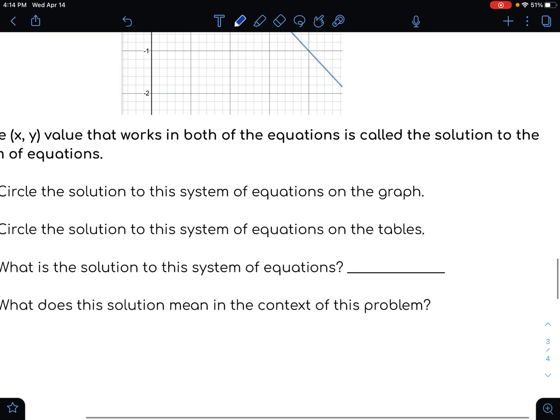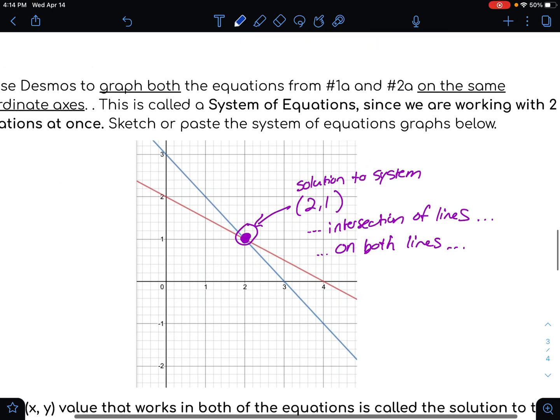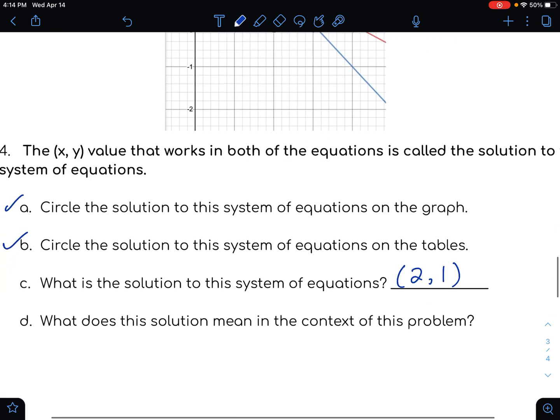What is the solution of the system? The solution, again, is the xy pair that works in both of the equations. We see that as the intersection point of the two lines because it's on both of the lines. It's the only point that is on both of the lines. For instance, this point right here would be on the blue line, so it'd be a solution to that equation, but not the red equation. And this point would be a solution on the red equation because it's on the red line, but not on the blue line. So it's not a solution to both. The only one that's a solution to both is the one that is on both, and that is 2, 1.